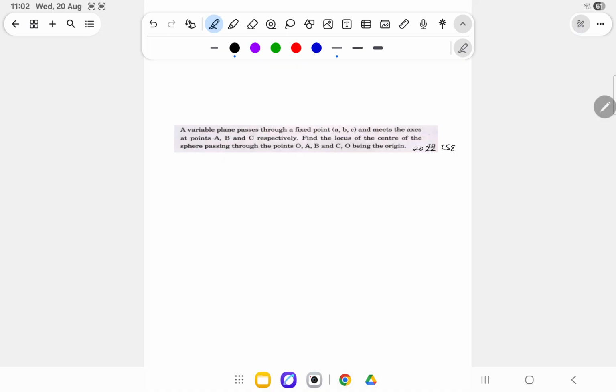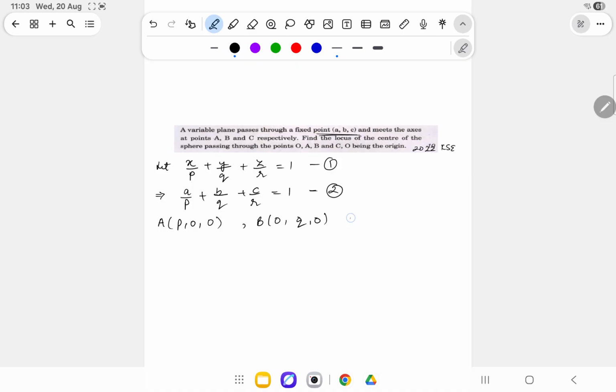So let us assume a variable plane. Let my equation of plane be x by p plus y by q plus z by r equals to 1. So let this be my variable plane. It is given that it passes through the point, so a by p plus b by q plus c by r equals to 1 must be a relation. Let us name it as 2. Further, it says that the variable plane meets the axes at points A, B and C. So I can easily calculate the coordinates of A, B and C. My coordinates of A will be p, 0, 0. B will be 0, q, 0. And C will be 0, 0, r.